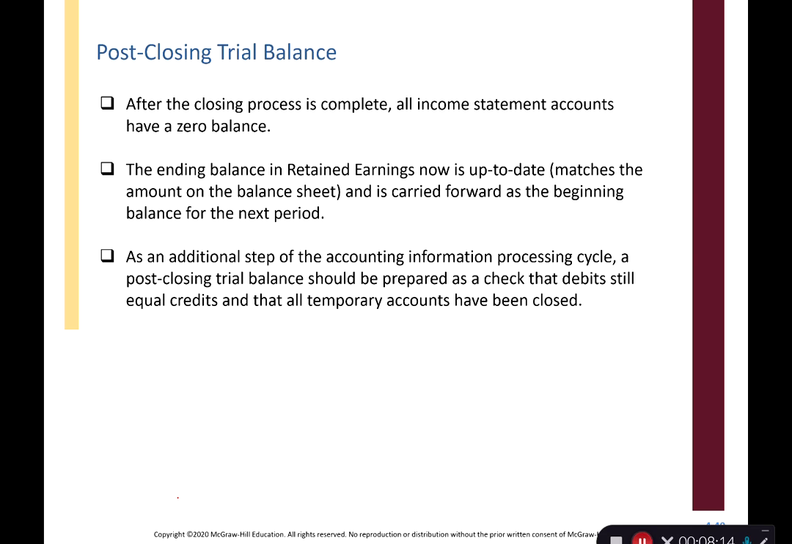A post-closing trial balance is, again, another double check to make sure we didn't screw up the closing process. It makes sure that debits equal credits. After the closing process is complete, all income statement accounts have a 0 balance and your retained earnings is up to date, which basically means that the only accounts that would be on a post-closing trial balance are balance sheet accounts. Those temporary accounts would not be on a post-closing trial balance. So only balance sheet accounts would be on a post-closing trial balance because the revenue, expense, and dividend accounts are all closed to retained earnings.